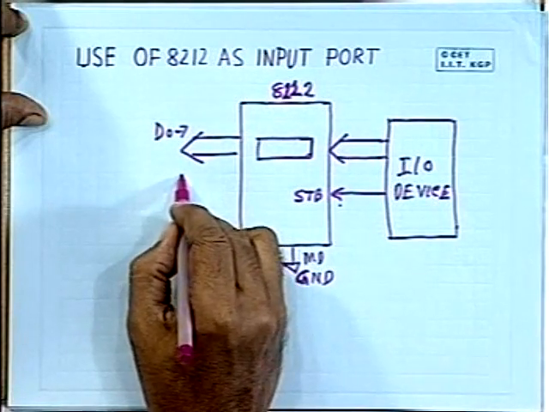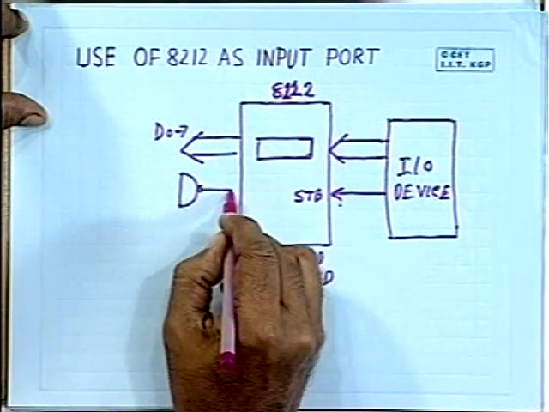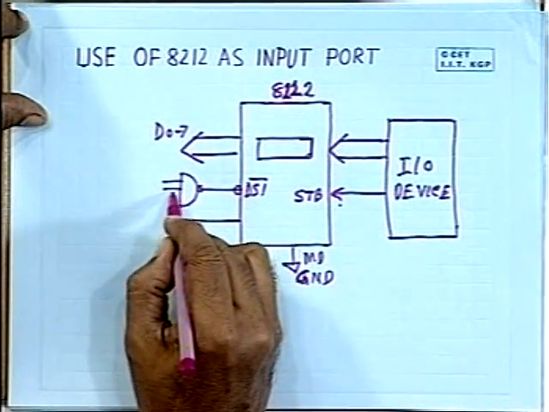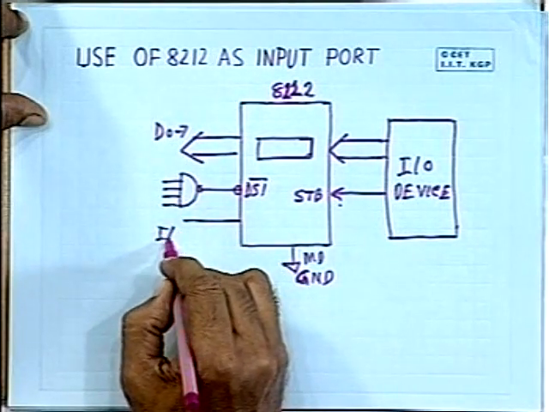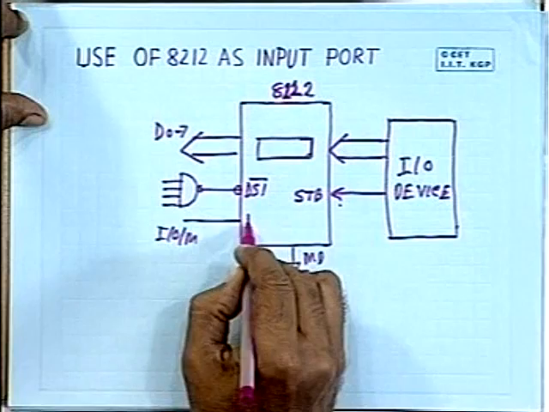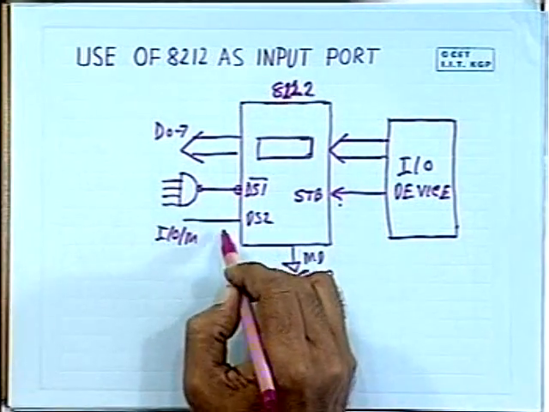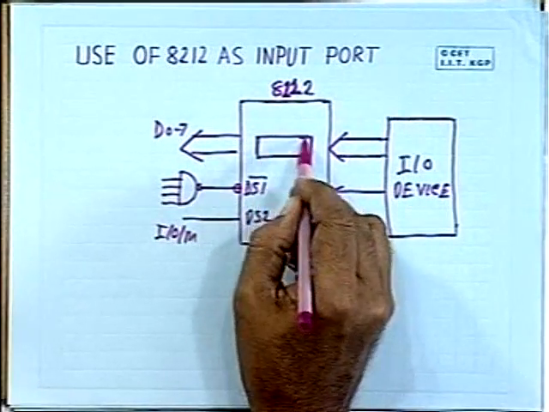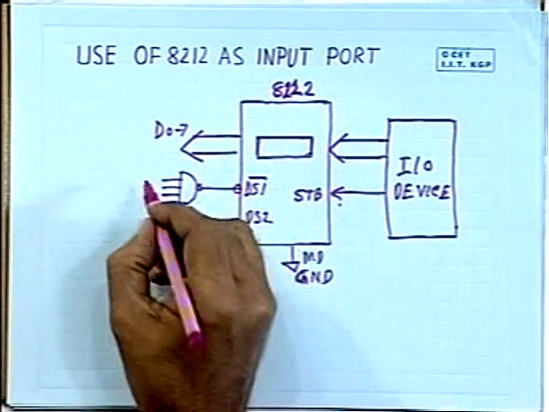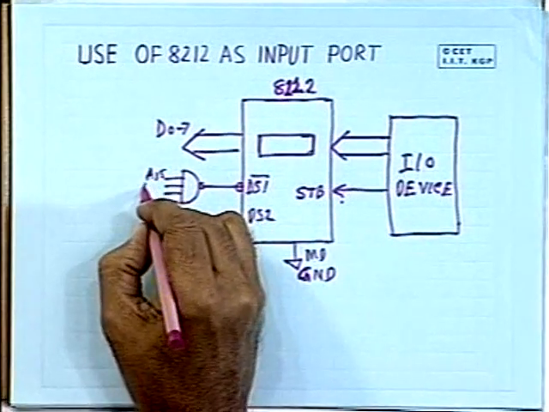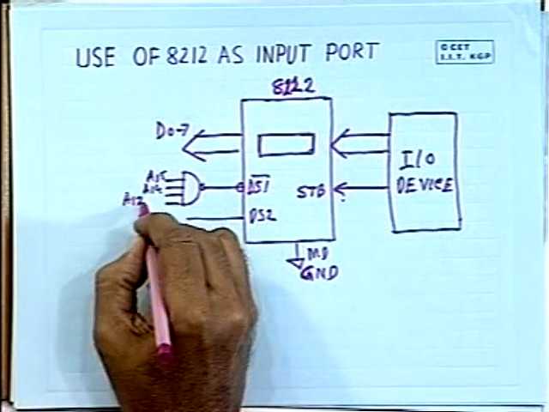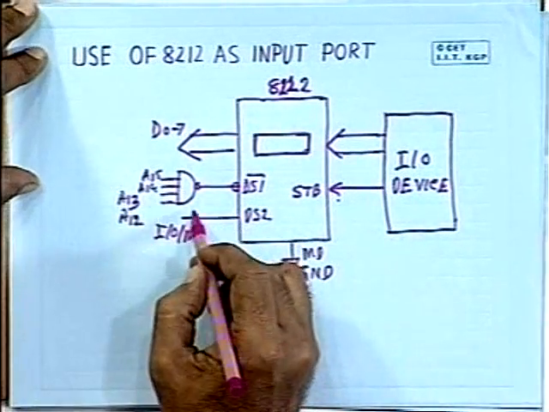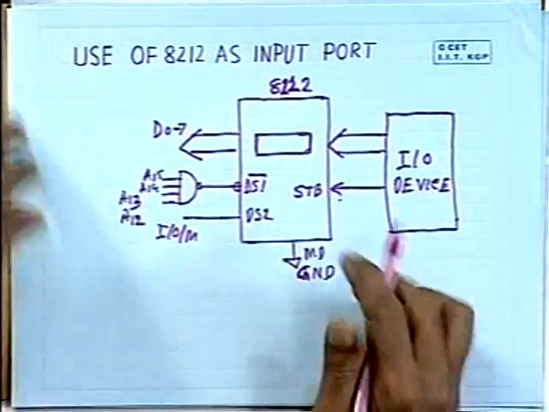The device decoder circuit, as I explained, will be here. So this will go to DS1 bar, and we can connect the IOM line to the DS2 line, and in this way we can provide some address. I mean, this data register can be mapped on the IO address space, and if A15, A14, A13 and A12 are connected to these four lines, then as I said, the address will be F0. Now let's see how it works in this fashion.